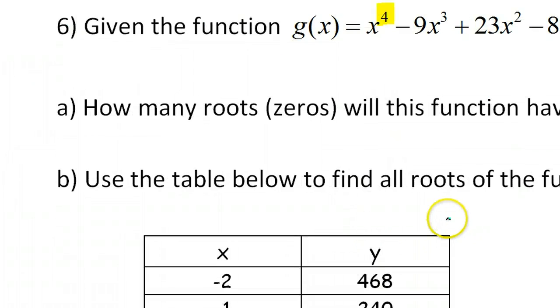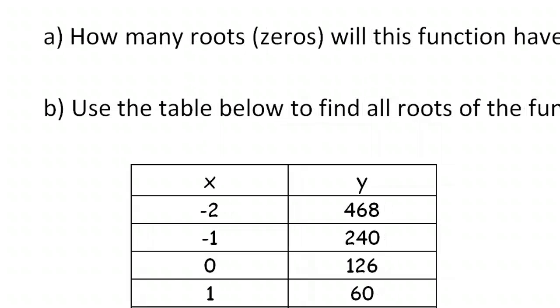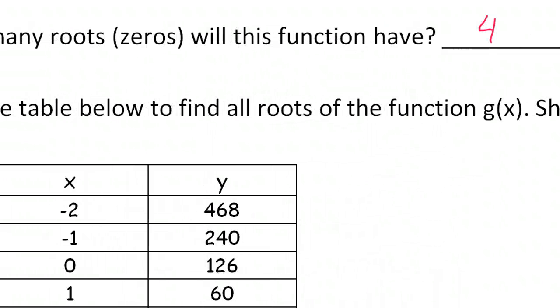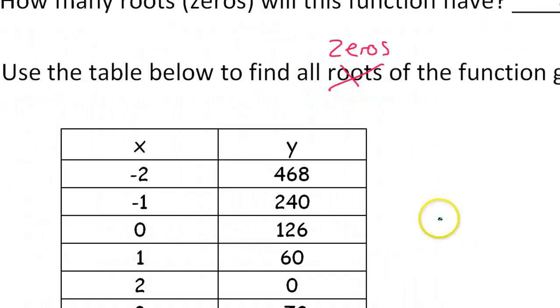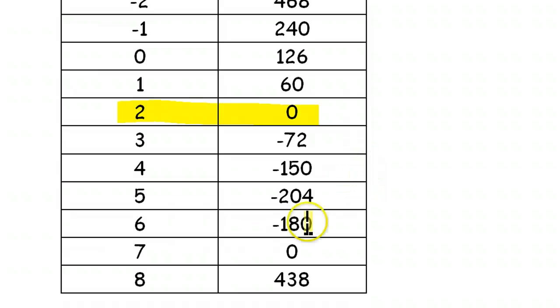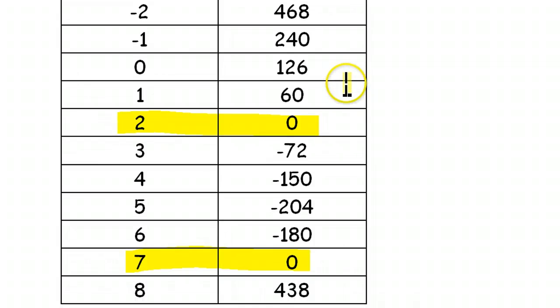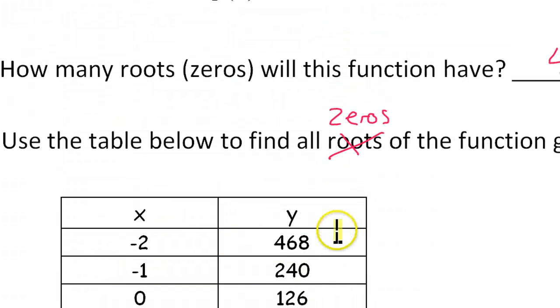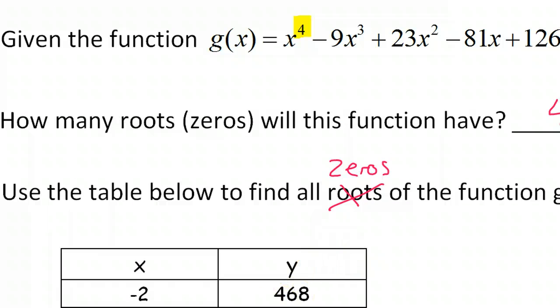Now use the table below to find all roots of the function g of x. Technically we should have said zeros. The difference between roots and zeros: functions have zeros, equations have roots. So off the table here we see 2 zeros. We have a 0 there and we have a 0 here, so we've got 2 zeros so far. So we need to find the other 2.